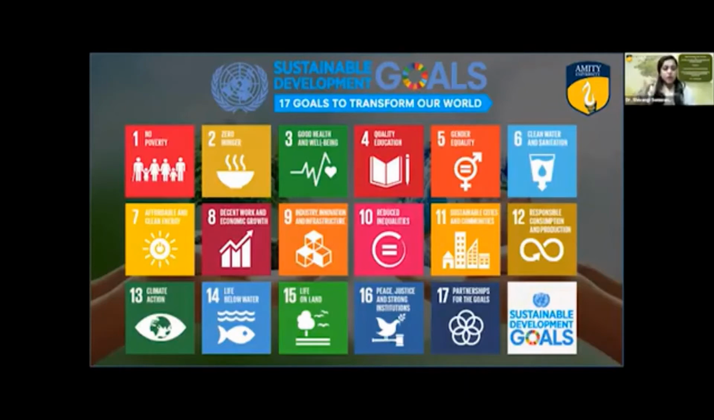Then coming to SDG 17. SDG 17, that's the last SDG, is partnership for the goals. The SDGs can only be realized with strong global partnership and cooperation. Improving access to technology and knowledge is an important way to share ideas and foster innovation. So this was all about the 17 SDGs and their visions.